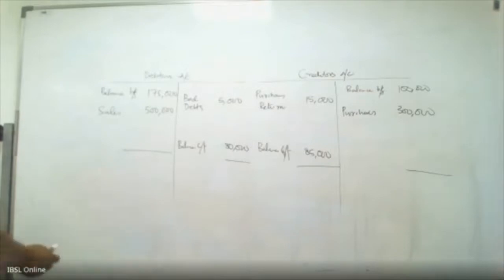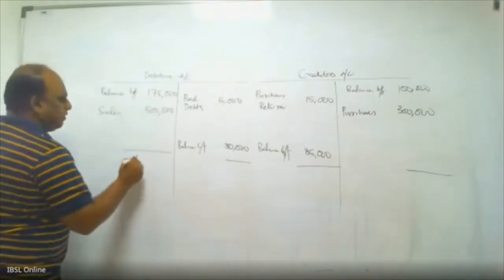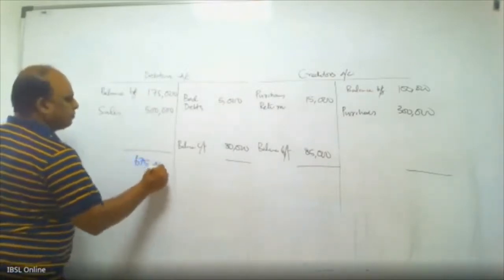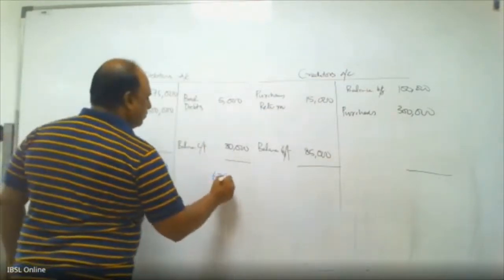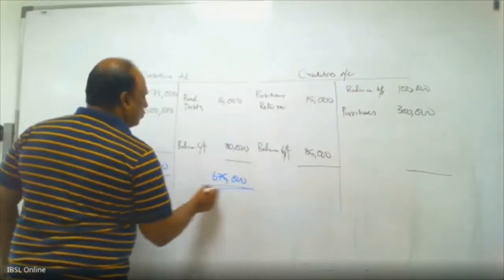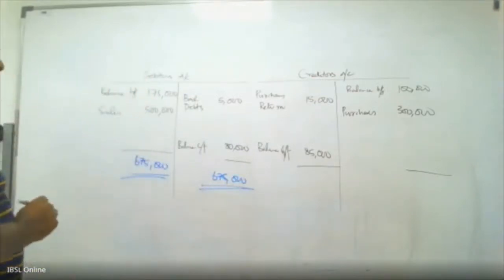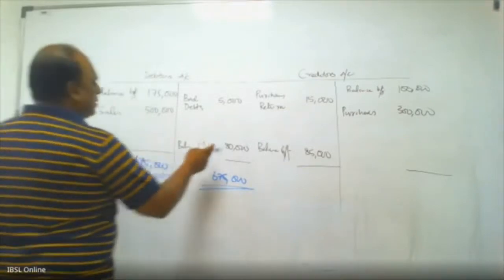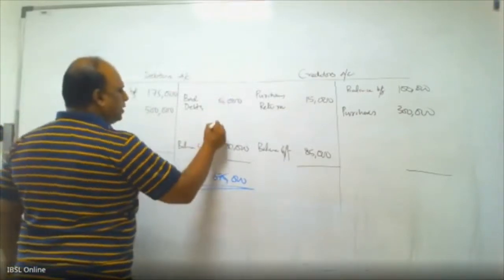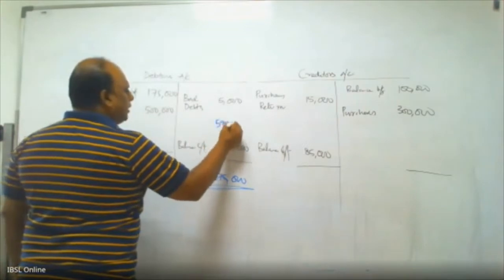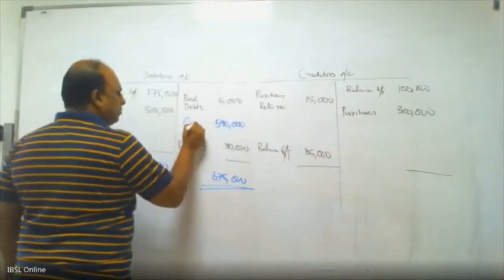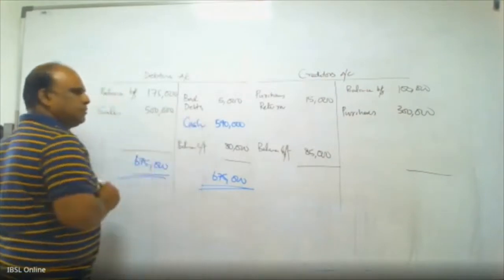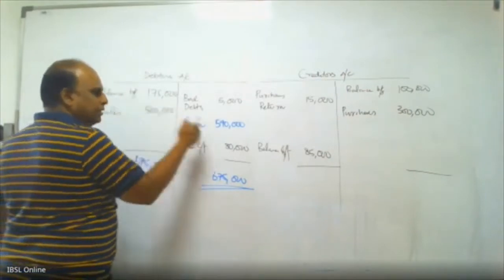Right. Now let's try to balance it. 675. 675. So what is the balancing figure here? 675 means here 85. So you will get 590. What is that? That is cash. Debit cash, credit here.